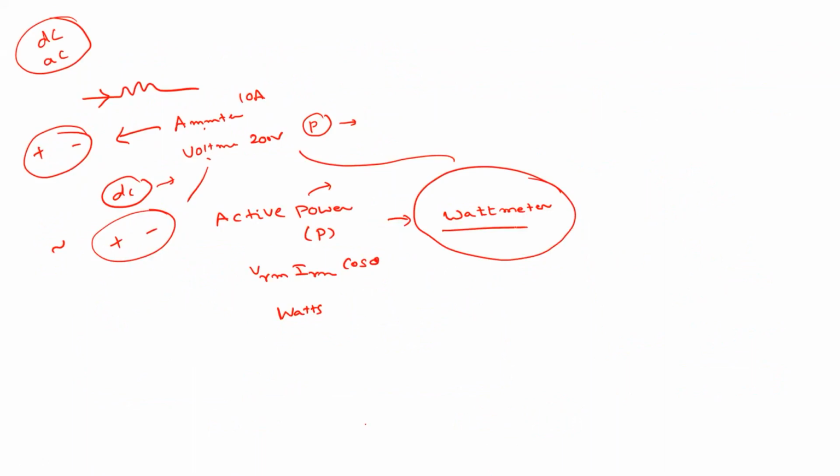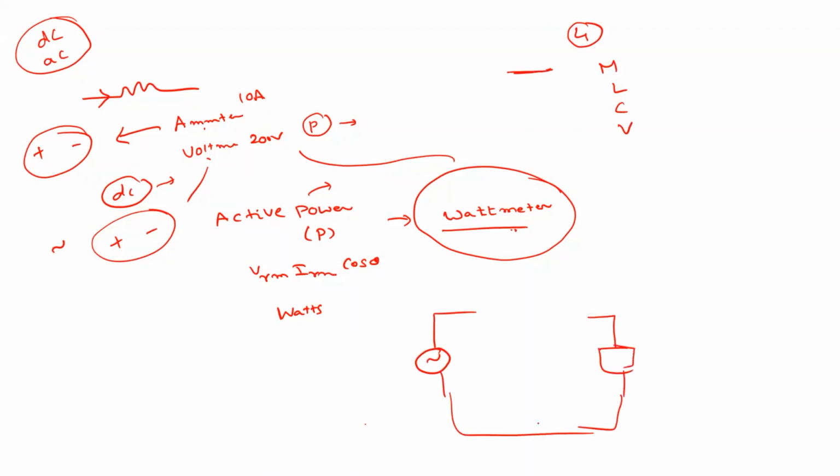So here, if you want to measure the power, you must measure the current flowing through the circuit and the voltage across that particular element. So it will be something like this. You have four terminals here in the wattmeter: M, L, C, V. And you have some AC source there. Okay. And you have a load. So how exactly will this wattmeter be connected?